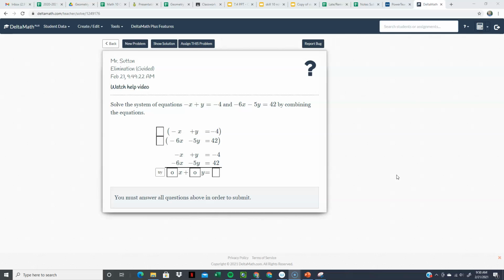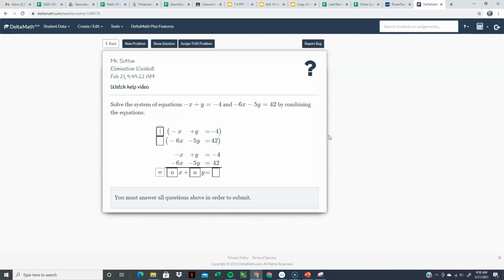So on the last one, I had you multiply by negative 1 to set up the elimination. So there's going to be some where it's a little more complicated to figure out what it is you want to eliminate. So we have this elimination guided practice on Delta Math that I want to check out here. So we can see as is, there's no variable we can eliminate. We have negative x, negative 6x, positive y, and negative 5y. So what we want to do is multiply these equations by something in order to make it so something eliminates here.